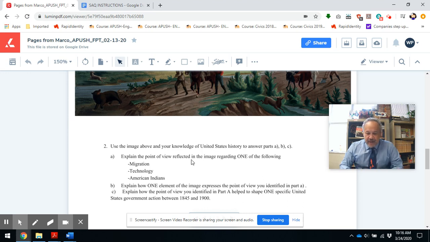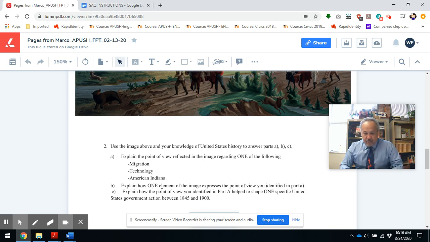Use the image above and your knowledge of United States history and answer parts A, B, and C. Explain the point of view reflected in the image regarding one of the following. I don't need it for all three: migration, technology, American Indians. I'll choose American Indians. So that's what I think I'll do.